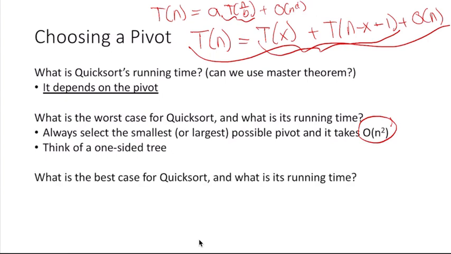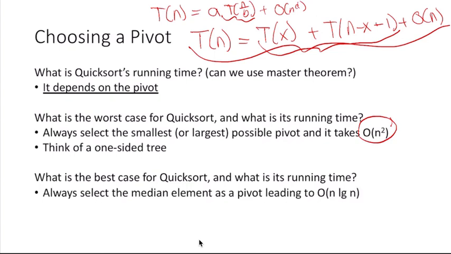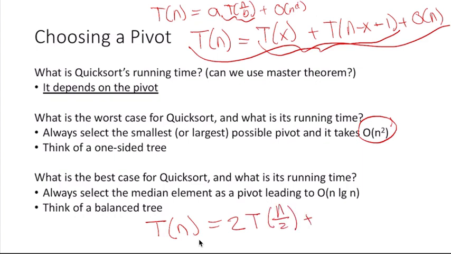What's the best case for Quicksort? Well, the best case for Quicksort is we always select the median element, and that leads to a running time of big O of n log n. Think about it this way. If you select the median element, we can actually use the master method. If I told you I guarantee you that we'll select the median element every time, that means we have two recursive calls, each with half the data, which would give us the same recurrence equation as merge sort and closest pair and a few other algorithms, which is going to give us big O of n log n. So best case is big O of n log n because we are evenly dividing amongst the two recursive calls.